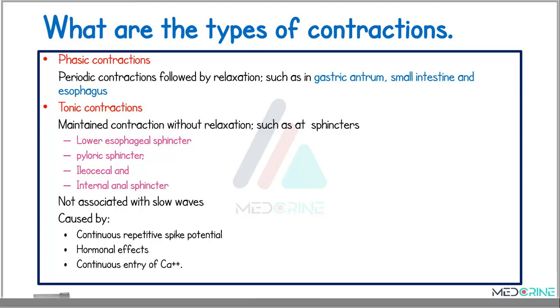These tonic contractions are not associated with any slow waves, and they are caused by continuous repetitive spike potentials, hormonal effects, and continuous entry of calcium ions.